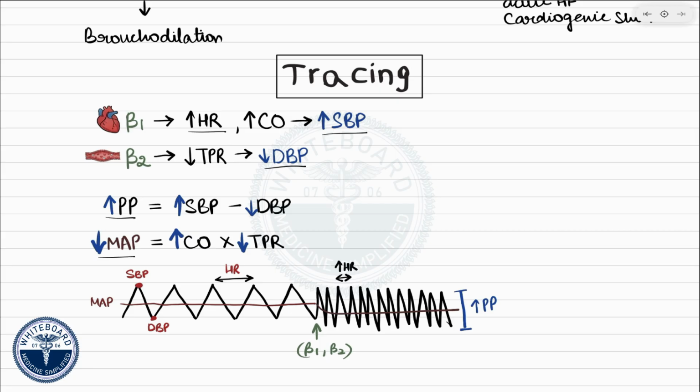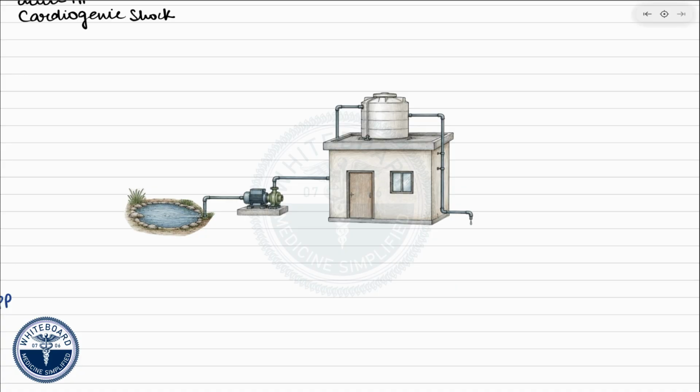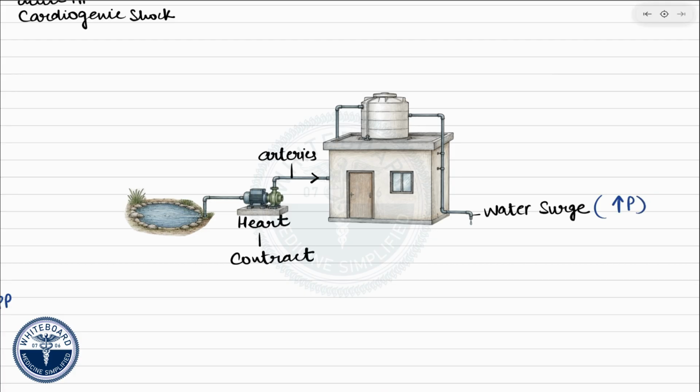Before we understand how drugs change systolic and diastolic blood pressure, let's first understand what these two pressures normally represent. Imagine the heart as a water pump and the arteries as a system of garden hoses. Every time the pump contracts, it pushes a surge of water into the hose, creating the highest pressure inside the hose. This peak pressure is analogous to the systolic blood pressure, the maximum pressure in the arteries when the ventricles contract and eject blood.